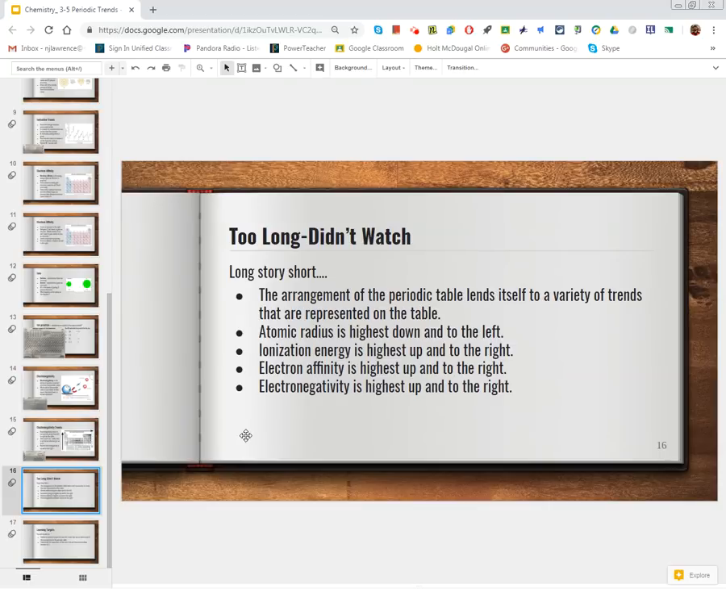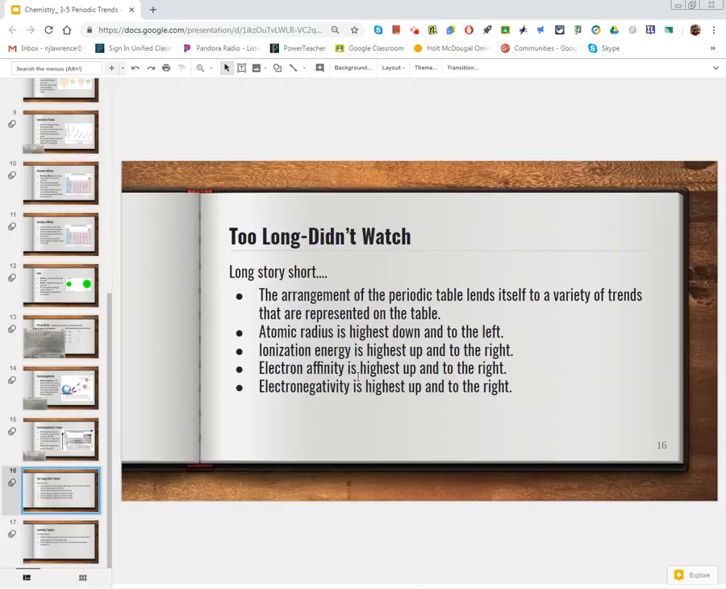But again, in this video, the arrangement of the periodic table is there to show us the trends. Those trends that we see are that atomic radius increases down and to the left, meaning that francium is the biggest atom out there. Ionization energy is the highest up and to the right. Ionization energy, again, is the energy it takes to remove an electron. So when I get high up and to the right, like fluorine and helium, those guys do not want to lose electrons, so it takes a lot of energy to steal their electrons. So ionization energy is highest up and to the right.